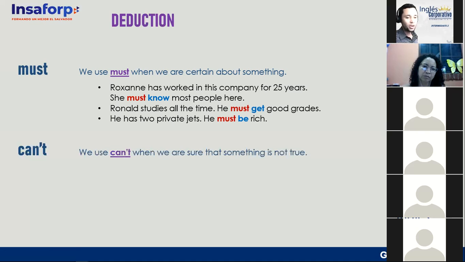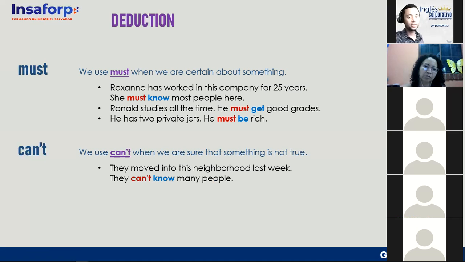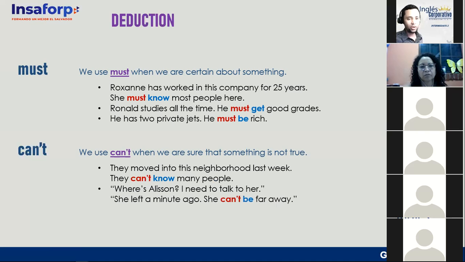It's the opposite. We use can't when we are sure that something is not true, when something is impossible. Examples: They moved into this neighborhood last week. They can't know many people. Where is Allison? I need to talk to her. She left a minute ago. She can't be far away. And you just had dinner. You can't be hungry.